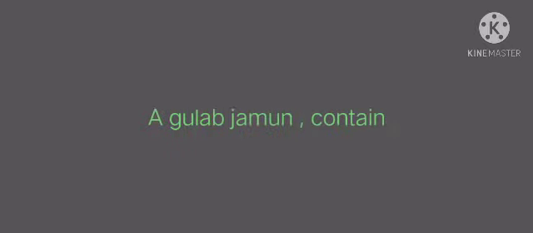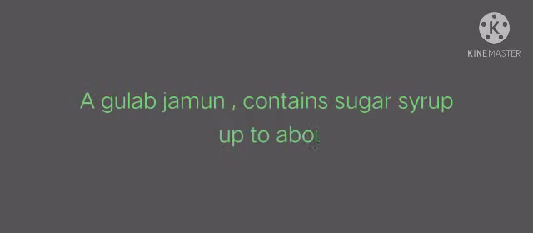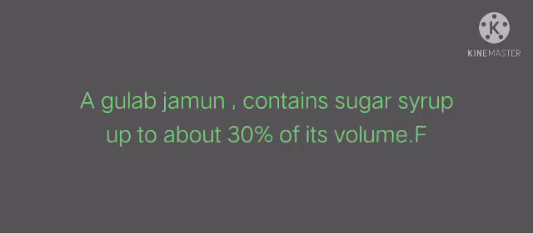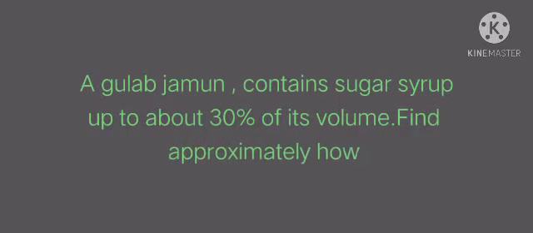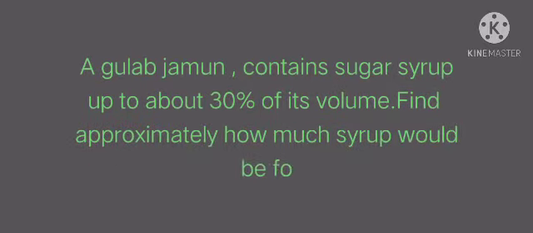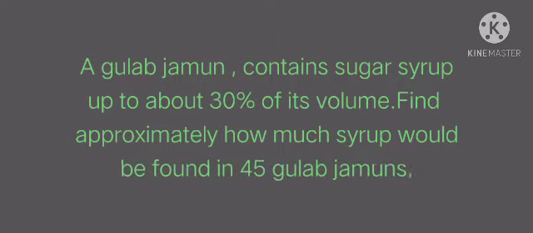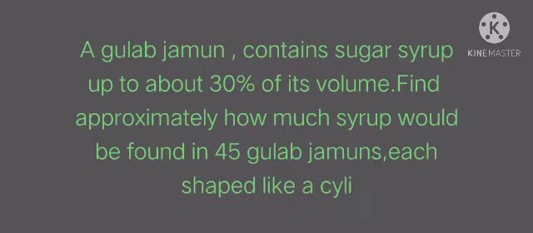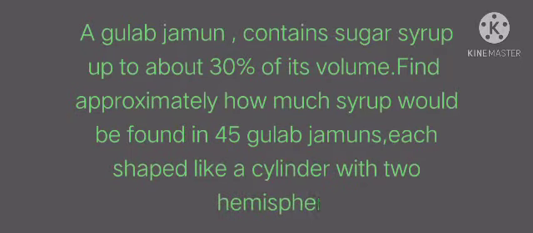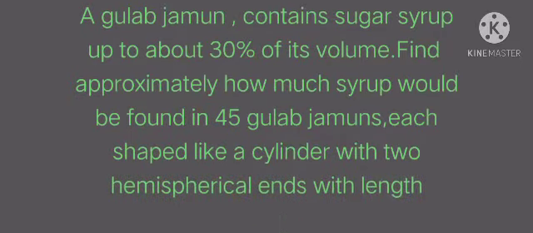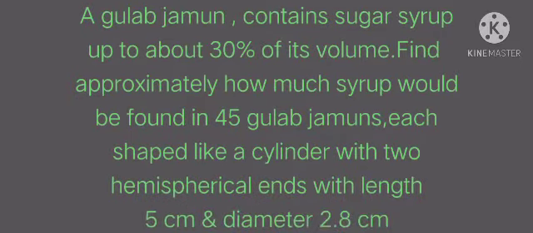Exercise 13.2, question number 3. A gulab jamun contains sugar syrup up to about 30% of its volume. Find approximately how much syrup would be found in 45 gulab jamuns, each shaped like a cylinder with two hemispherical ends with length 5 cm and diameter 2.8 cm.